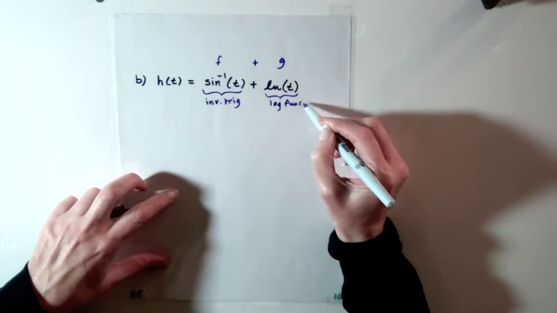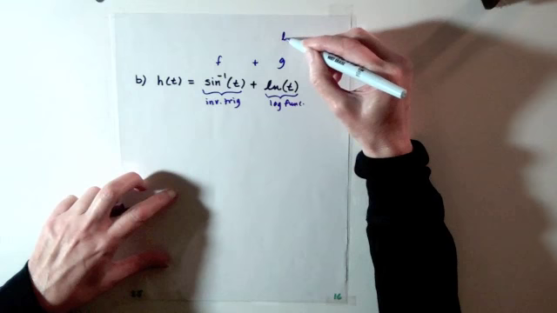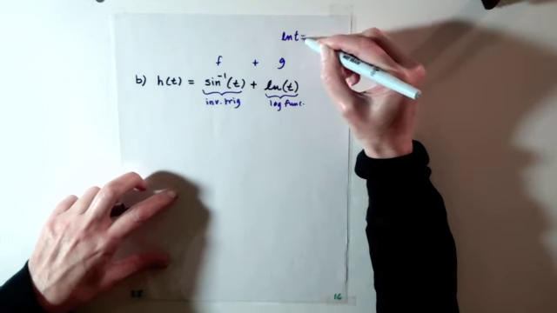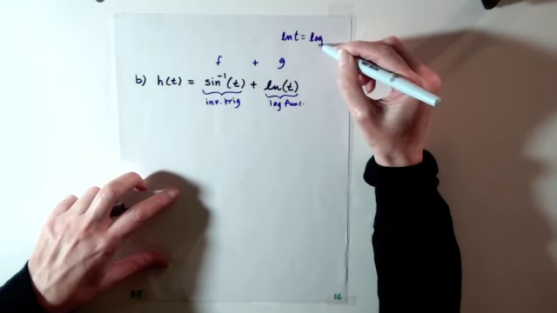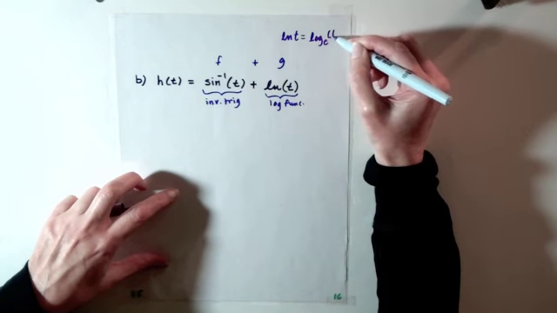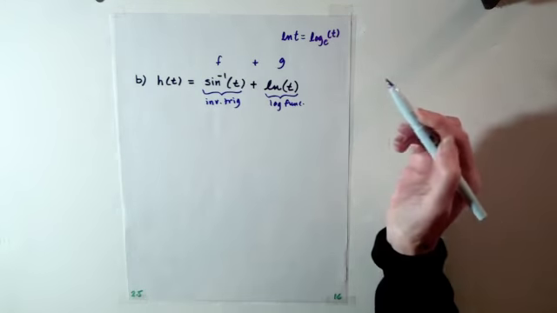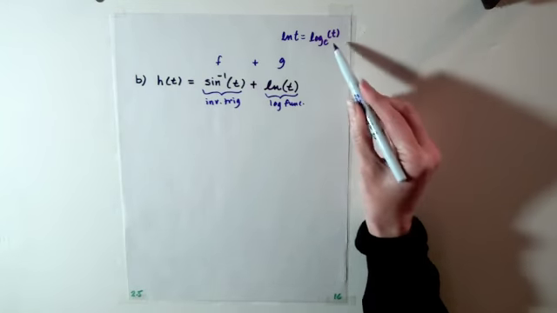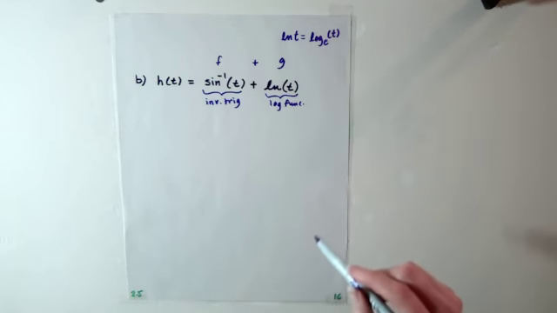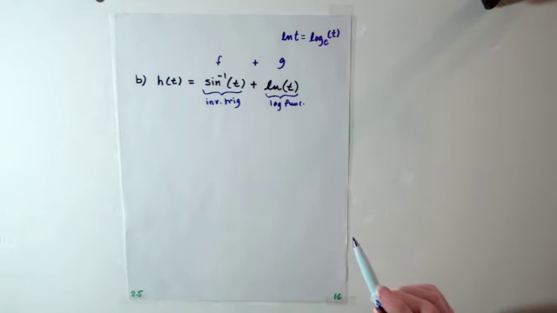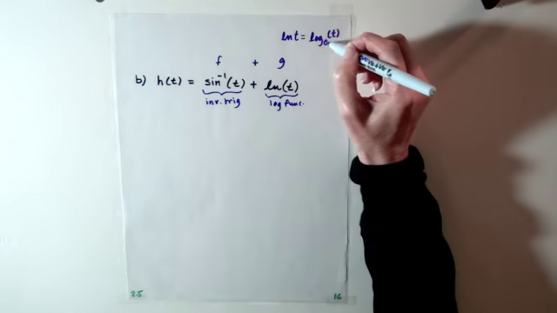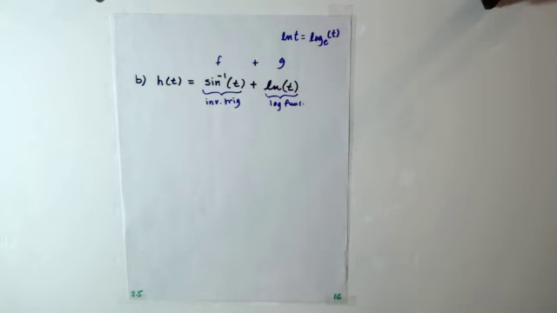Remember that ln of t just means the log base e of t. It's our shorthand notation for that. So that's just a particular base, and the base happens to be the natural log, so it happens to be the number e as a base.